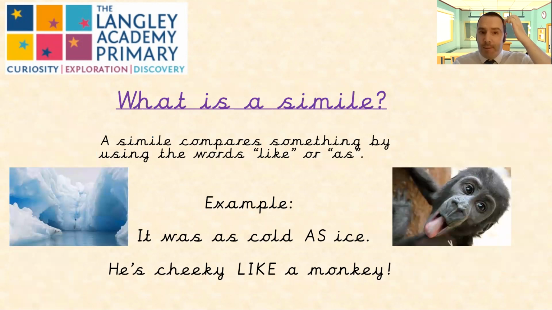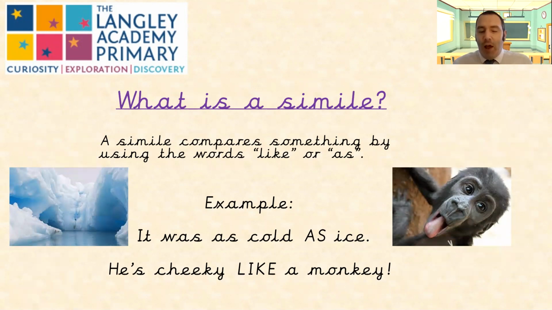So a simile compares something by using the words like or as. So for example, it was as cold as ice. So the description there, it tells us how cold it was. We know ice is really cold. It's 0 degrees centigrade. It's frozen water, and we know what that feels like.